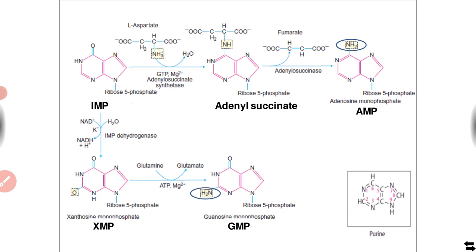Okay. The products formed are adenosine monophosphate or ADP and ATP, or guanosine monophosphate, GDP and GTP. So they have a feedback inhibition at 3 sites.